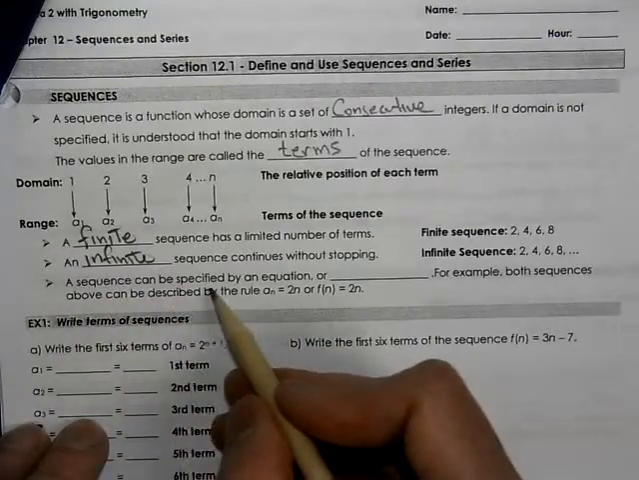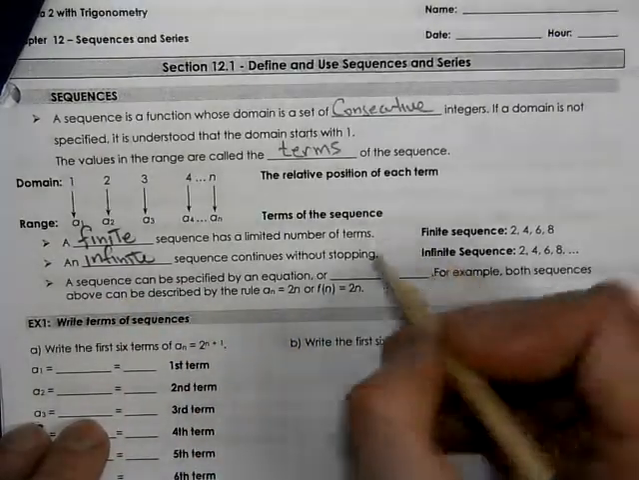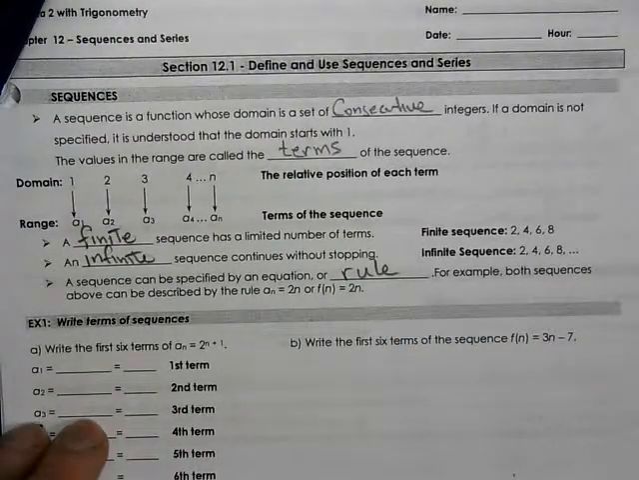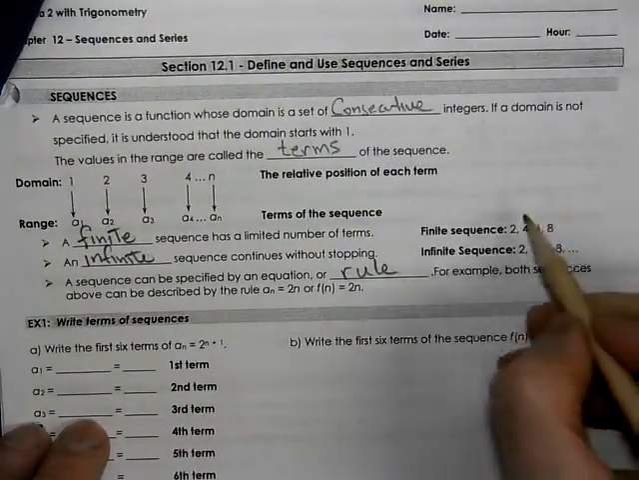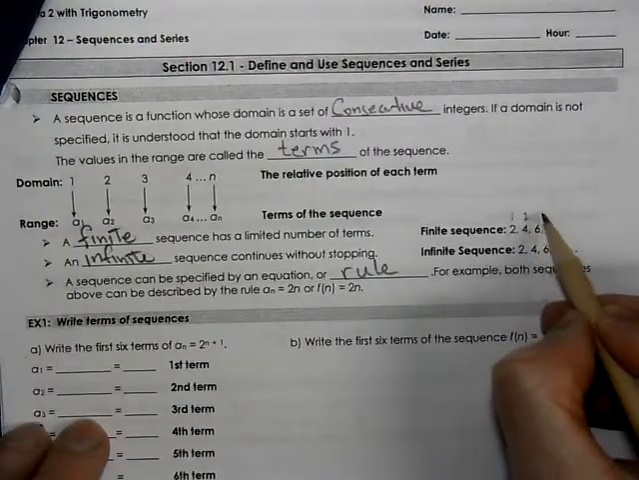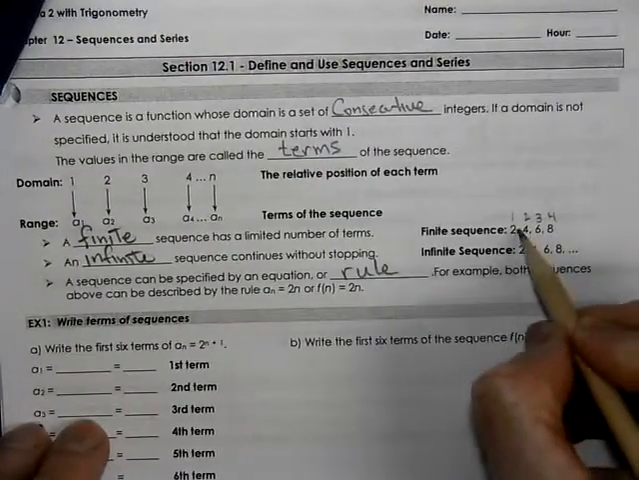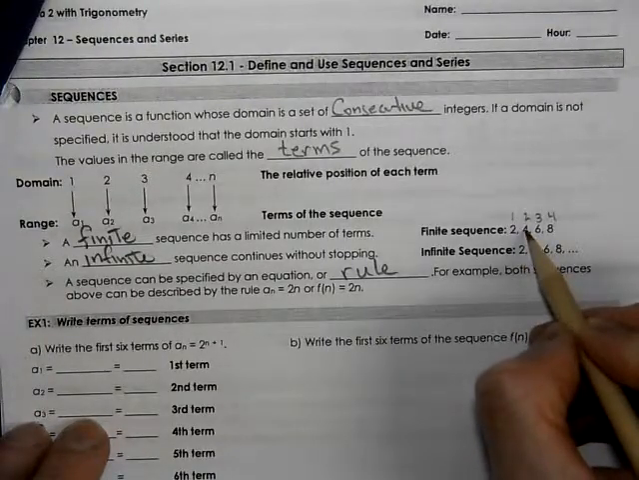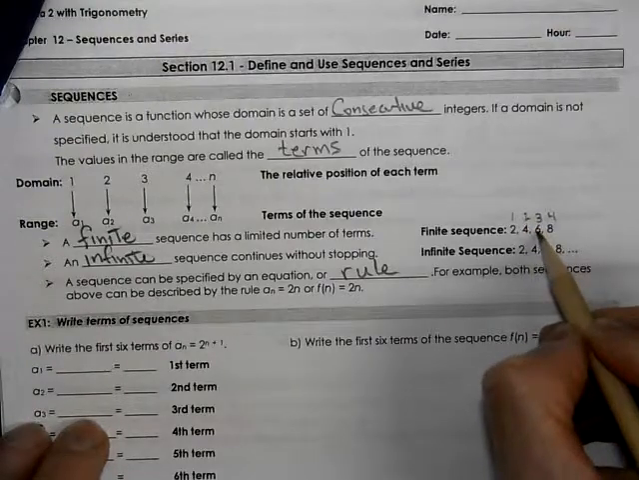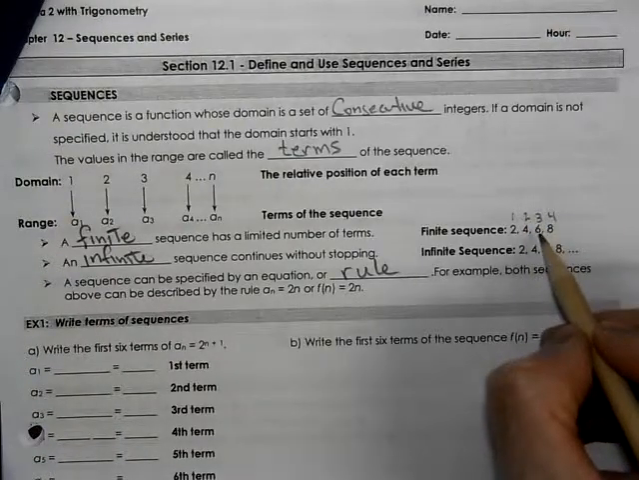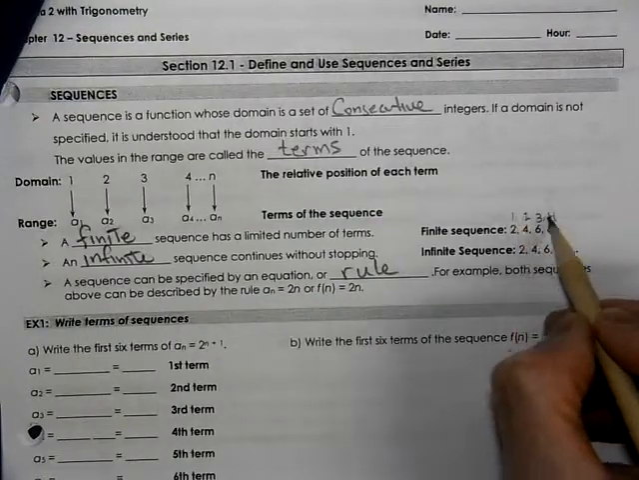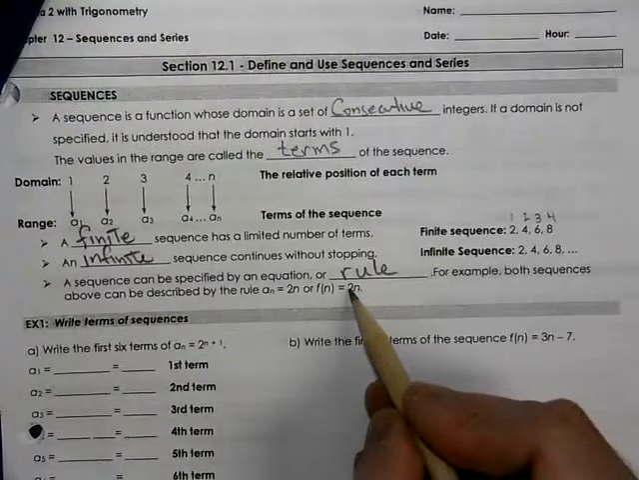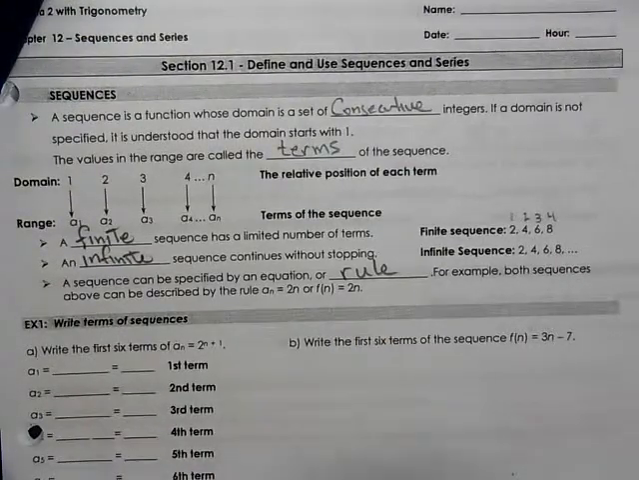The sequence can be specified by an equation that we often call a rule. For example, both sequences above are represented by this: if this is our first term, our second term, third term, and fourth term, you get this term by saying 2 times 1. You get this term by saying 2 times 2. The third term by saying 2 times 3. So it's 2 times the position, and we like to call the position n, so we call it 2n. That would be the rule, 2n.